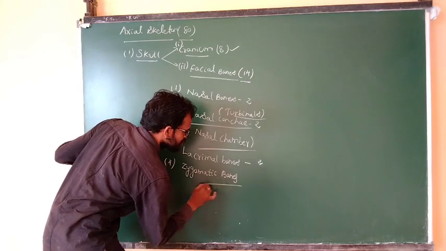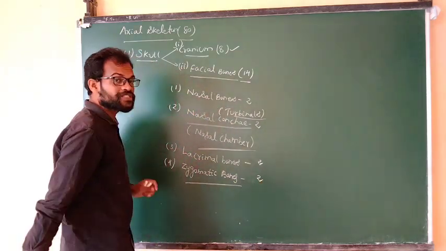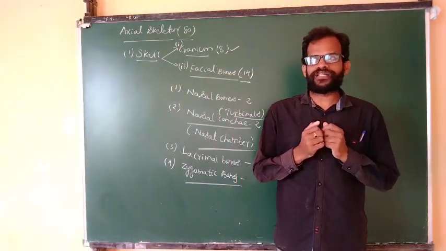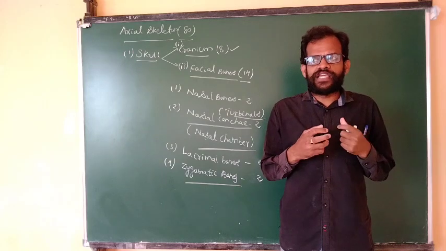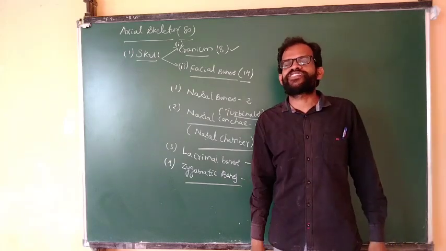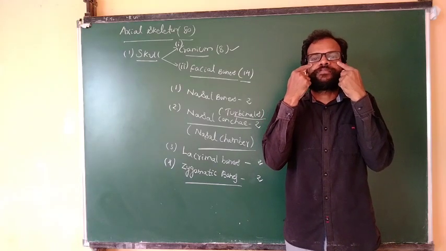Zygomatic bones. How many zygomatic bones are present? Two bones. Zygomatic refers to the bones involved in facial expression, in giving a smile. How many bones? Two bones are present in the zygomatic bones.